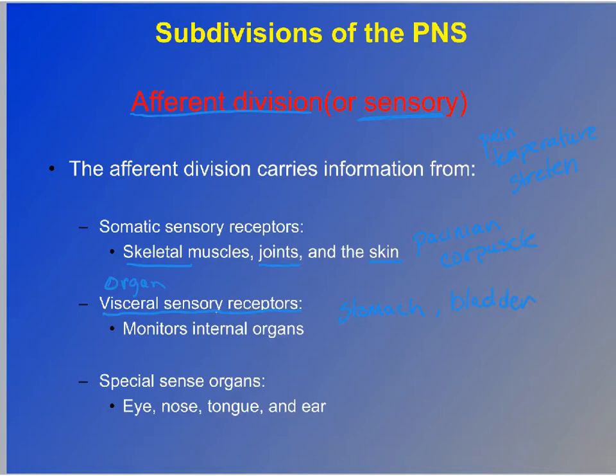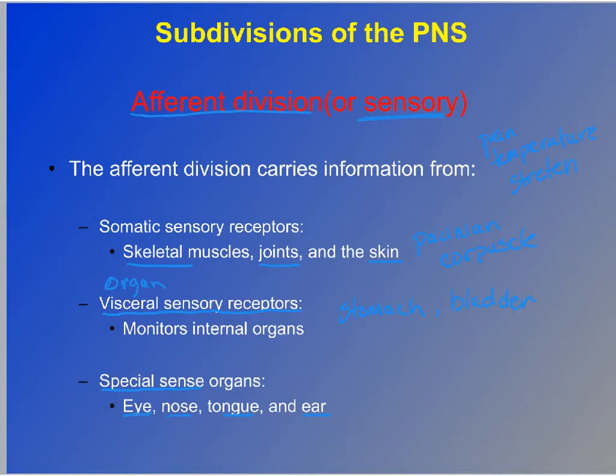And then lastly, information is coming from the special senses, more specifically eye, nose, tongue, and ear. So whatever it is you're seeing, smelling, tasting, or hearing, that information gets sent through the afferent division of the peripheral nervous system back to the brain for processing.